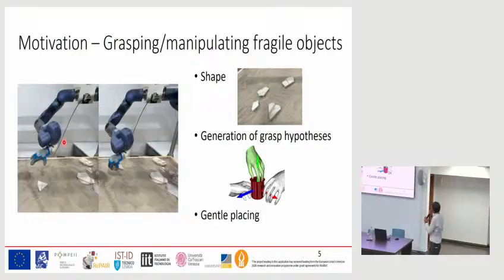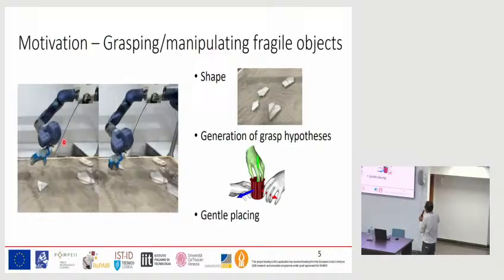And to do that, we consider the shape. First thing is a very important clue. How is the boundary of each one of the fragments? We have to consider the shape. And then, according to the shape, we have to generate what I'm calling grasp hypotheses. That means the right position and orientation of the hand that we have to put next to the object to actually grasp the fragment successfully.